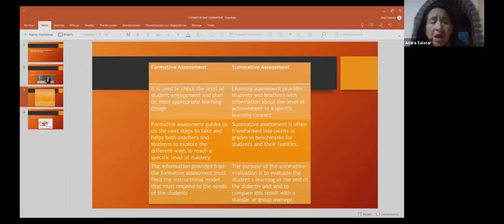The information provided from the formative assessment must fit the instructional model, and it takes into account the needs of the students. Instead, the summative assessment is the evaluation taken at the end of the didactic period, in order to compare. The objective is to compare the result with a standard, and place the student in a certain level.